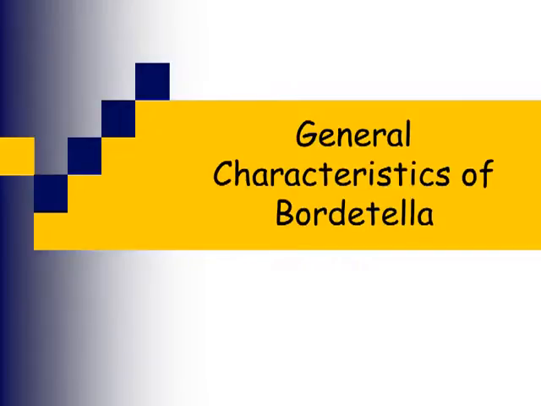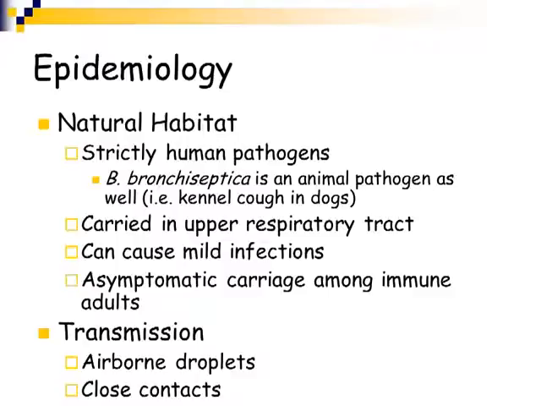The general characteristics of Bordetella are that it's a strictly human pathogen. So it's not sitting around very long on surfaces. It's not an animal pathogen. So strictly human pathogen carried in the upper respiratory tract can lead to mild infections, and you can have asymptomatic carriage among adults that are immune. Transmission is usually airborne droplets through the coughing, and usually that's with people that are in close contact with an infected individual.